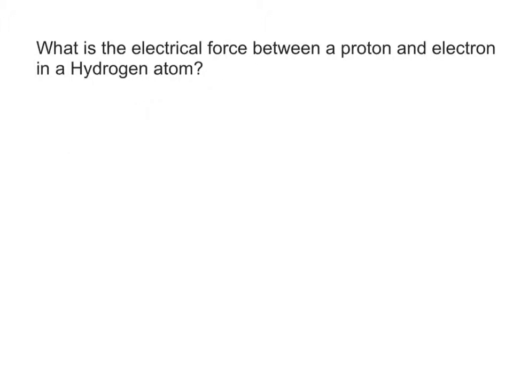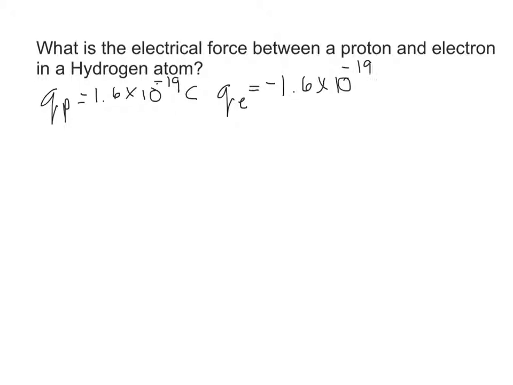So now we can try to work a problem. We can say, what is the electrical force between a proton and an electron in a hydrogen atom? And so first we have to figure out some of the basic parameters for this problem. We already know that the charge for a proton is 1.6 times 10 to the minus 19th coulombs, and that the charge on an electron is minus 1.6 times 10 to the minus 19th coulombs.